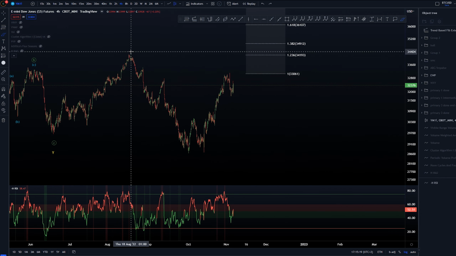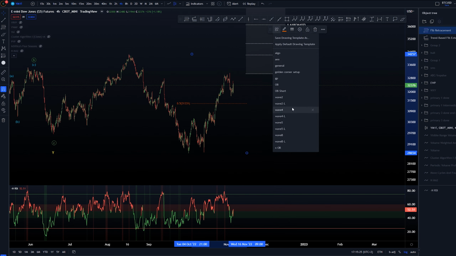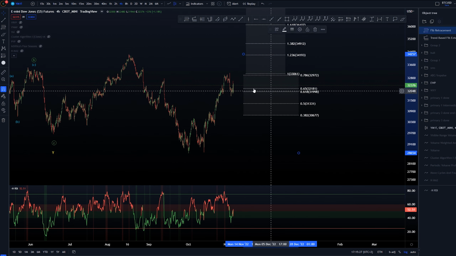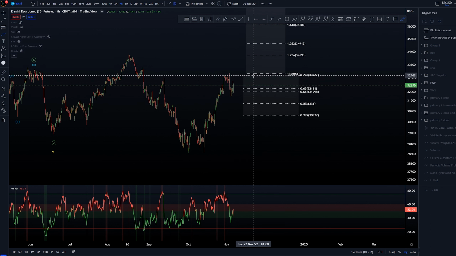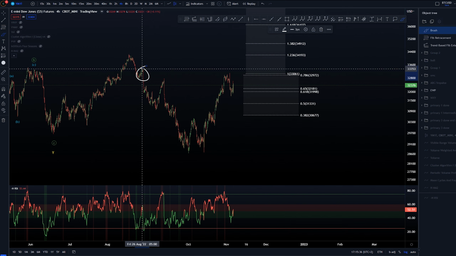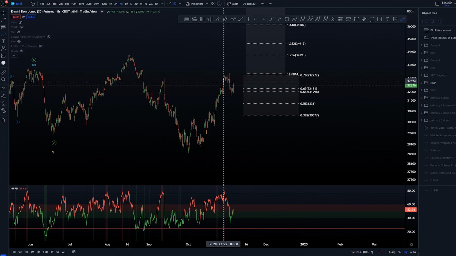Again, at this point, we have already retraced quite a bit here, making this a bit more bullish than the rest of the indices. We have gone way beyond the golden pocket here already, even to the 786, where we are finding some resistance with these structures over here as well, with that as a resistance area.